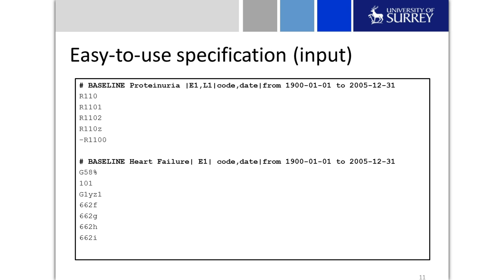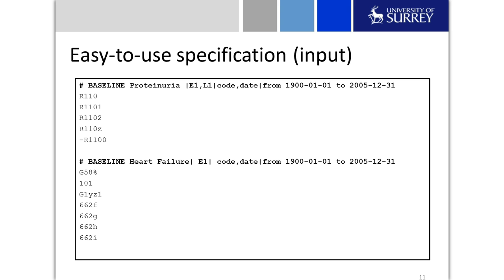The concept of proteinuria is defined by 5 positive concepts and 1 negative concept, as you can see here. A negative here means that if the code is present, then the patient doesn't have proteinuria. Whereas if the other codes are present, then they have proteinuria. Because a clinical code is a time series, we have to define the time frame. In this case, we want the data from 1900 to 2005.